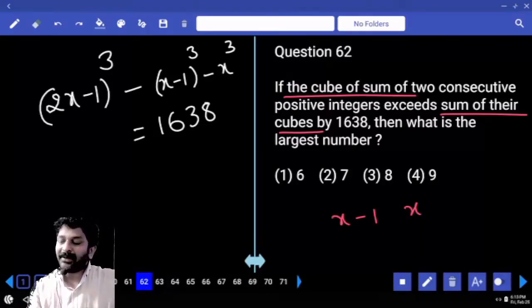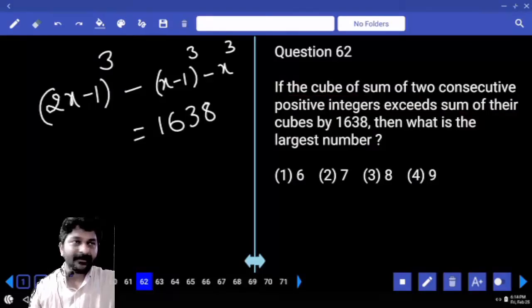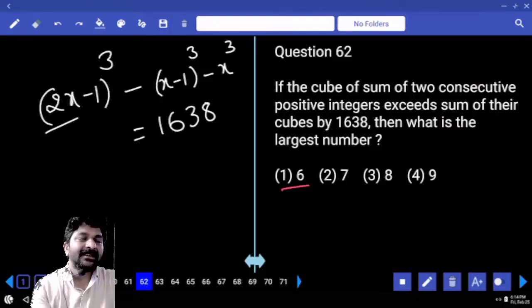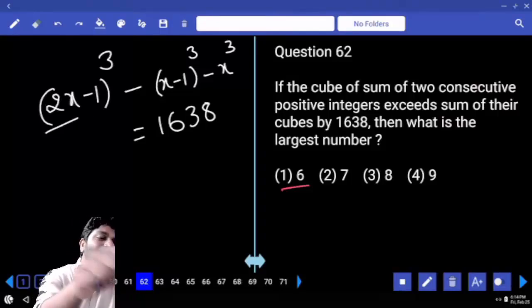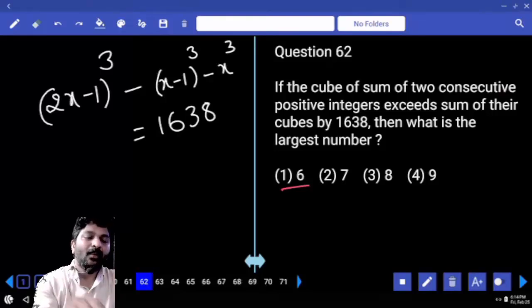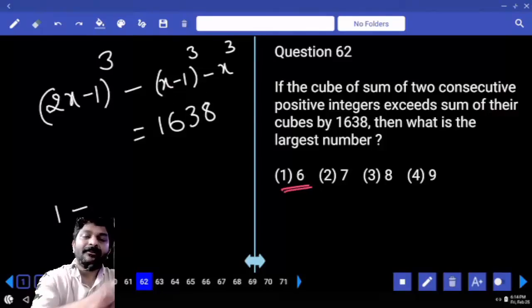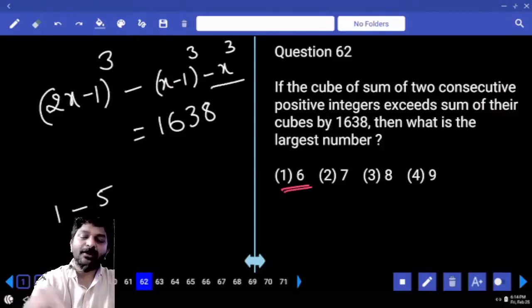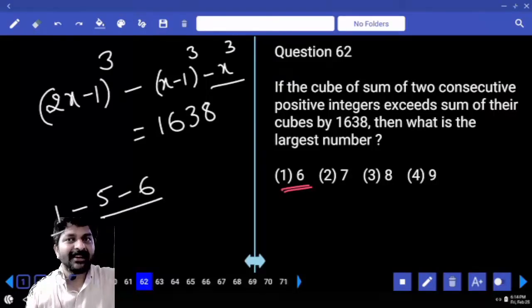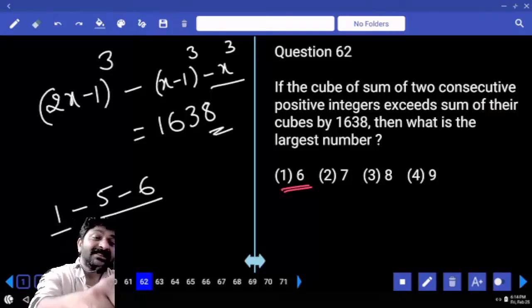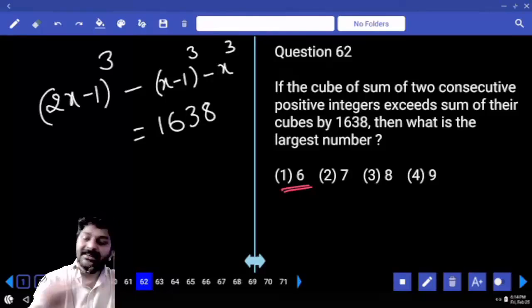So I prefer you to go with last digit verification. If x is equal to 6, 2x is 12. 12 minus 1 is 11, which ends with 1. Cube ends with 6 minus 1, 5 cube ends with, next 6 cube ends with, that means 1 minus, again 1, right? Come on. 1 minus 1, the answer should end with 0, but right hand side number ends with, can it be first option? No. Hence look at second one.